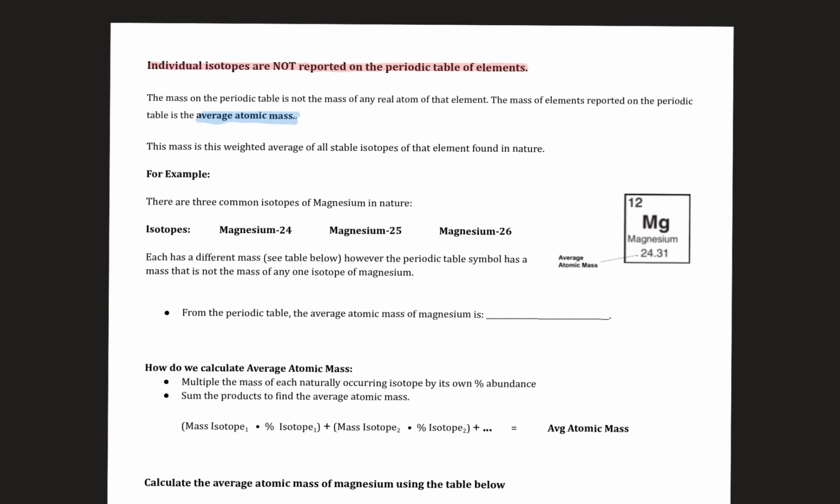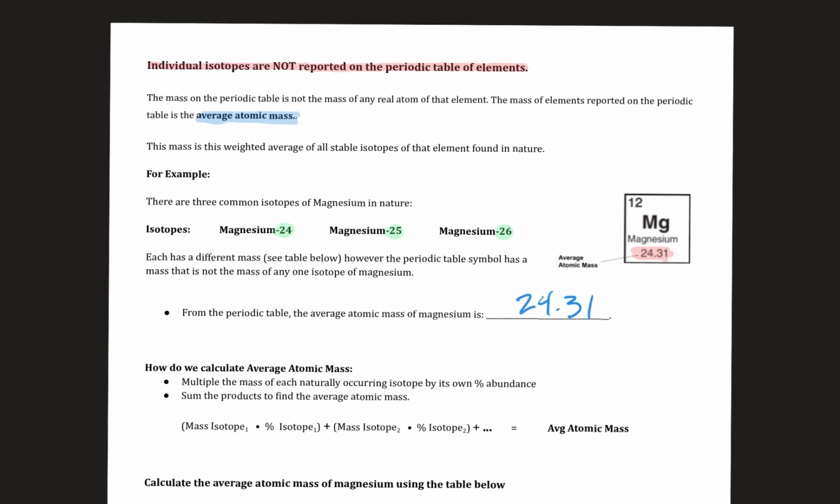So for the case of magnesium, there are 3 common isotopes of magnesium. Magnesium-24, which has a mass number of 24, magnesium-25, which has a mass number of 25, and magnesium-26, which has a mass number of 26. However, you look at the periodic table, and the average atomic mass reported on the periodic table is none of those. It's not 24, it's not 25, nor is it 26. The average atomic mass is 24.31.